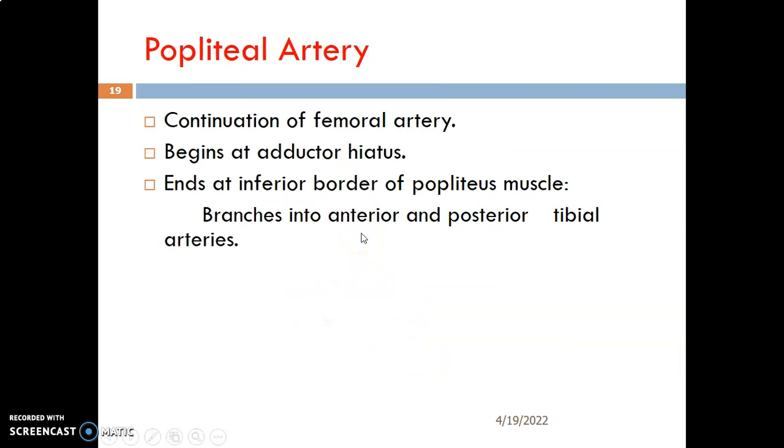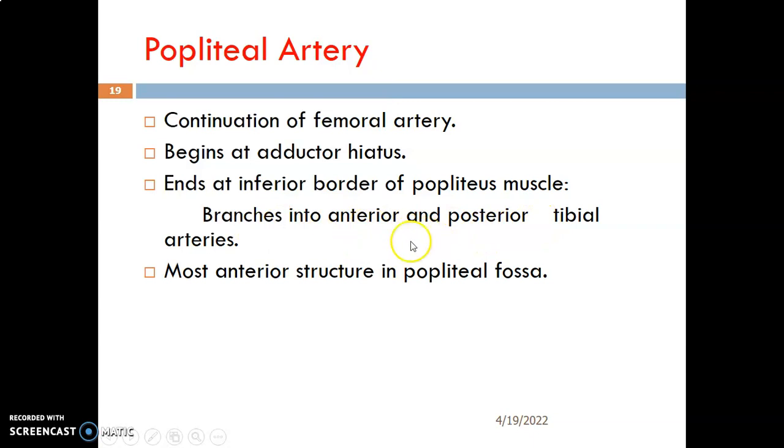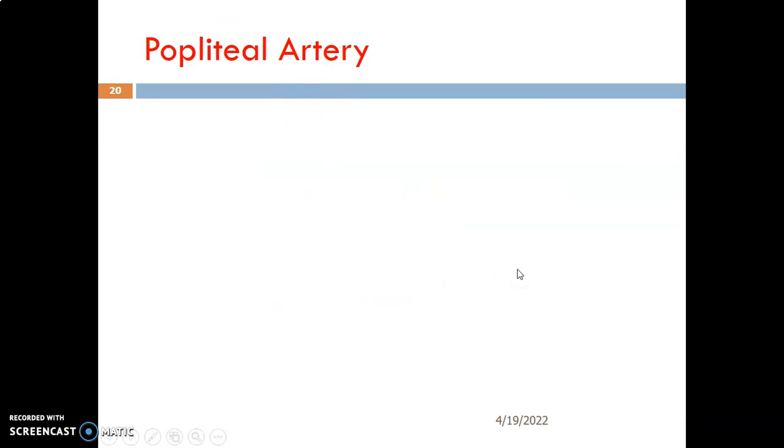Then we go to the popliteal artery. The popliteal artery is a continuation of the femoral artery. Where does it begin? At the adductor hiatus. Then where does it end? It terminates at the inferior border of the popliteus muscle, where it branches into two: an anterior tibial to the anterior compartment of the leg and a posterior tibial that goes to the posterior compartment of the leg. So remember, the popliteal artery is the most anterior structure in the popliteal fossa. It's near the bone. Okay.